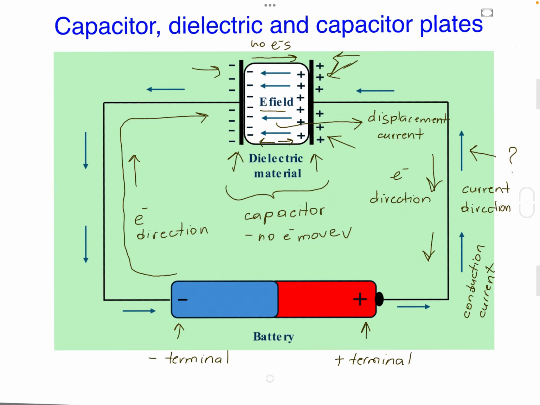Okay, so now we have two currents. The conduction current goes through the wires, as indicated with blue arrows. Now we also have displacement current, which is the current going within this dielectric material. So two different currents. That was introduced by Maxwell. It's not a current of moving charge, but a current associated with the changing electric field. This electric field inside keeps changing.